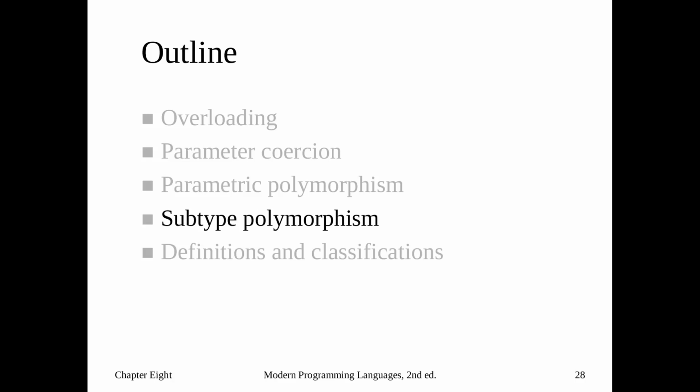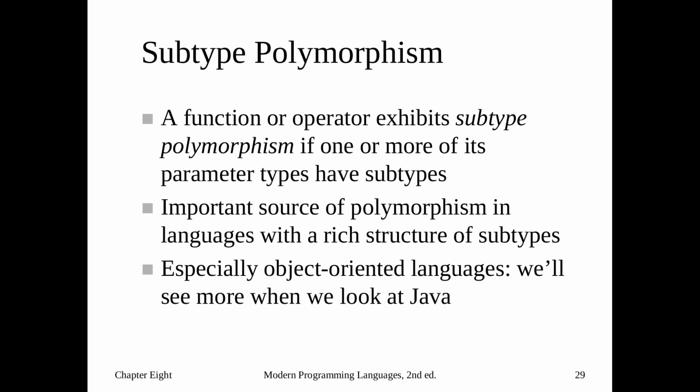Alright, this is Computer Science 305, Programming Languages, and we're going to be talking about polymorphism. Specifically, we're focusing on subtype polymorphism and definition and classification of polymorphism in this section of the lecture. And so, subtype polymorphism is what we typically think about in the object-oriented world.